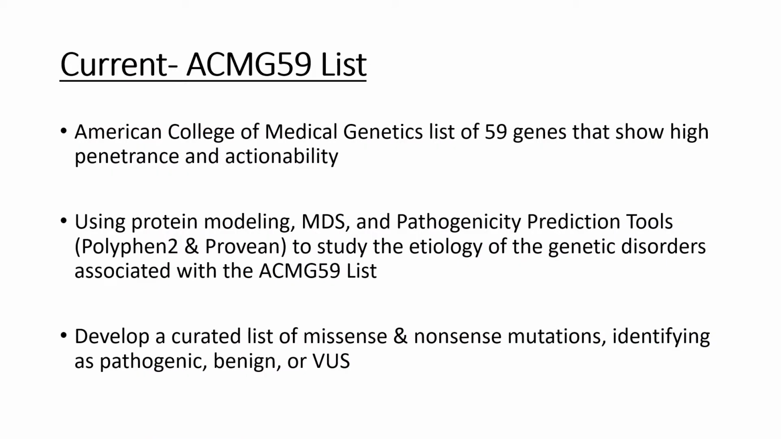So the current focus of my research, as well as my mentor's research, is on a list known as the ACMG 59 list. This list is a list of 59 genes that has been published by the American College of Medical Genetics that all show high penetrance and actionability. Basically, these are the go-to if you want to make a difference in the world of genetics right now.